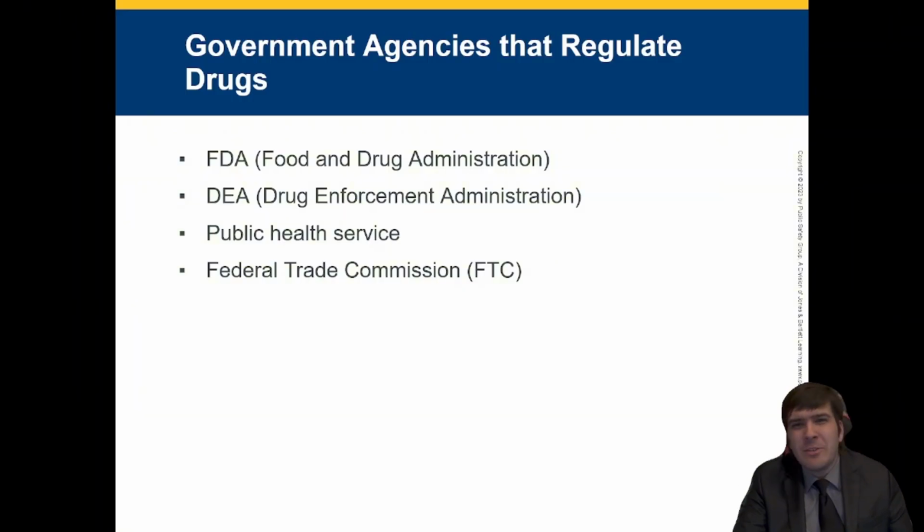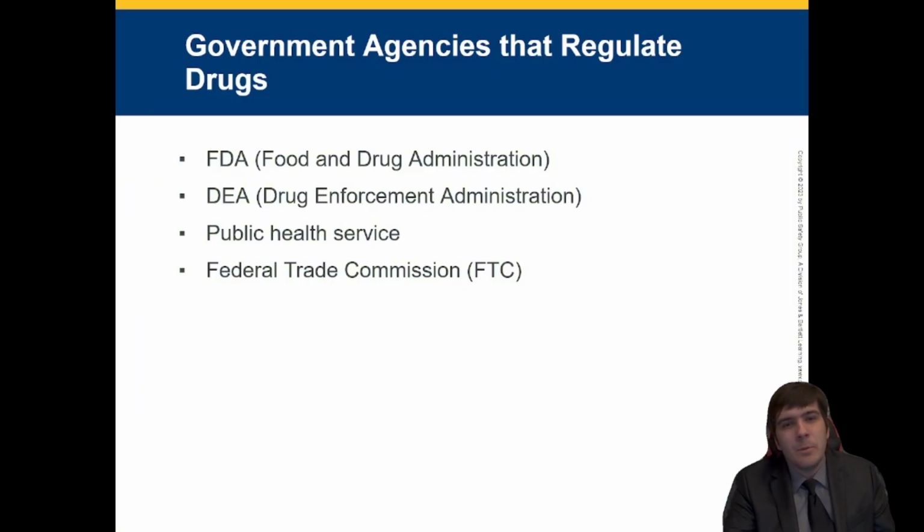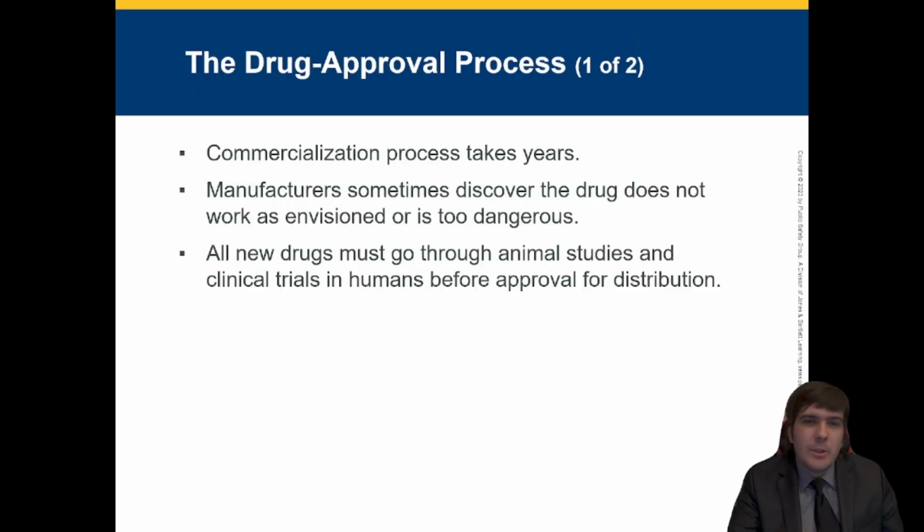So which government agencies regulate drugs? The FDA, which is the Food and Drug Administration. The DEA, Drug Enforcement Administration, is also big on it. Public Health Service, and the Federal Trade Commission. So let's go through the drug approval process.